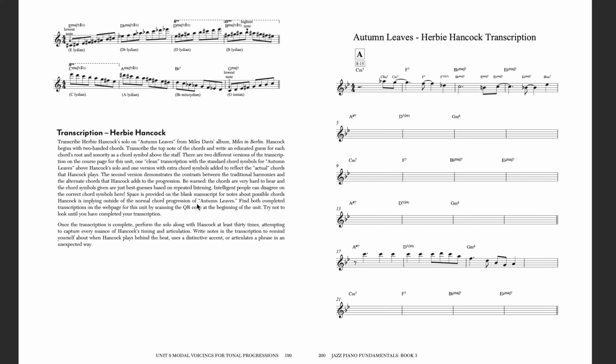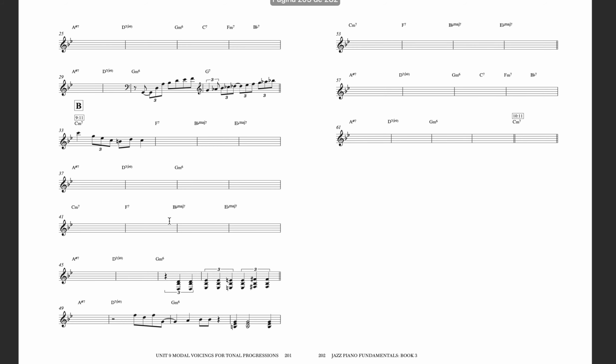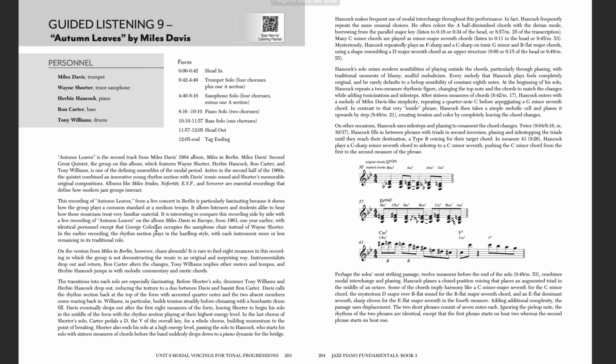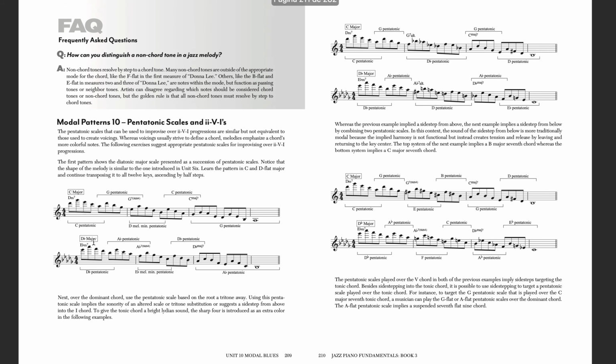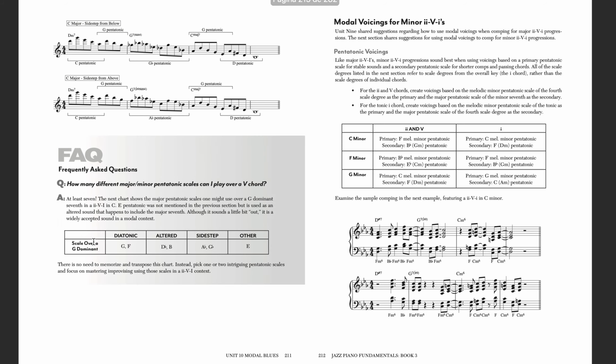I love this Herbie Hancock transcription from the live album "Miles in Berlin". I think you'll learn so much from it. By the way, the answers for all the transcriptions are on the unit pages. So if you can't do it or you want to check how I did it, you have the resources to do that. All right, we've got modal blues, really interesting concept, pentatonic scales and 2-5-1s.